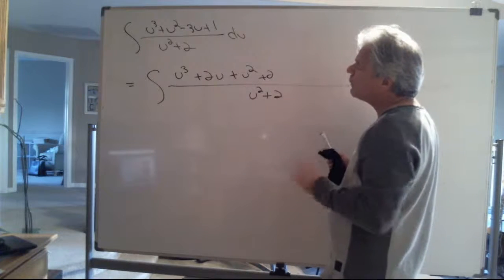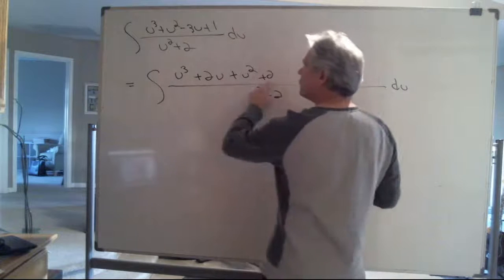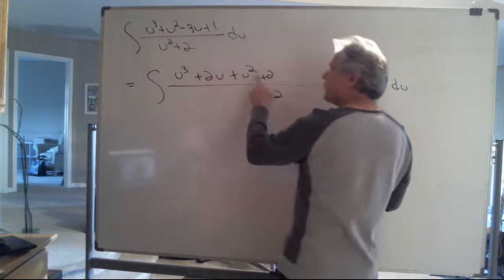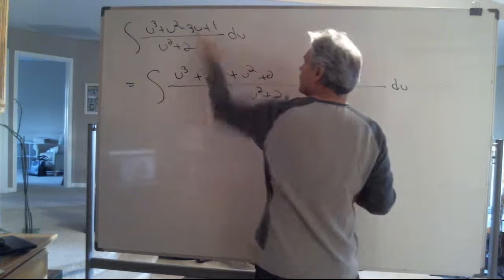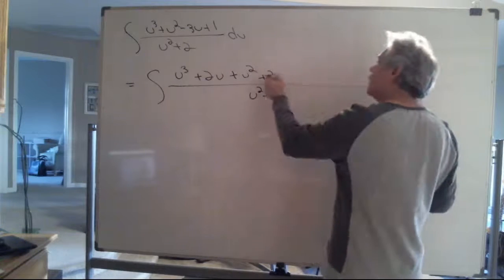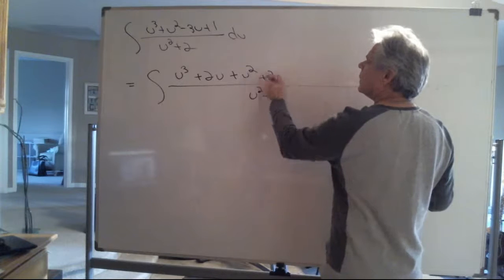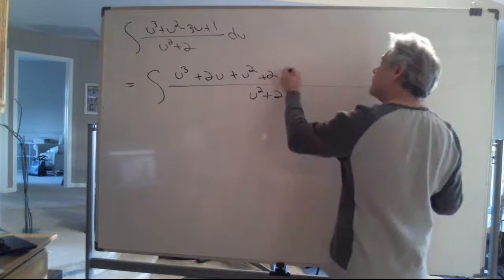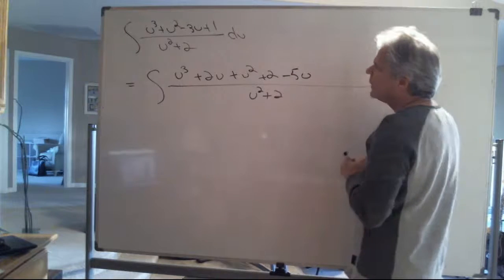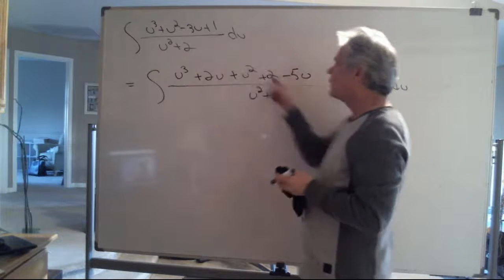But let me compensate for my actions. So far I got u cubed, that's what I started with. So far my u squared term is here, that's what I started with. I got a 2u, but I started out with a negative 3u. So to compensate, I'll add a negative 5u. Now I started out with a 1, but I got a 2, so I'll compensate.